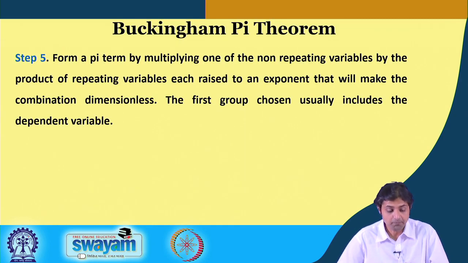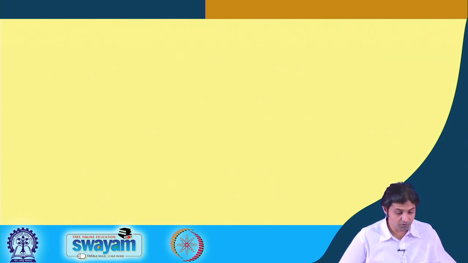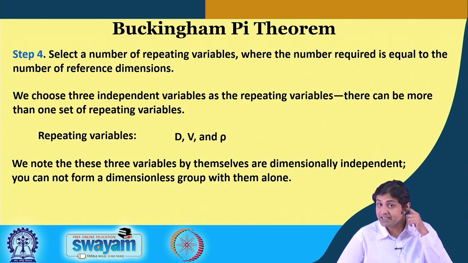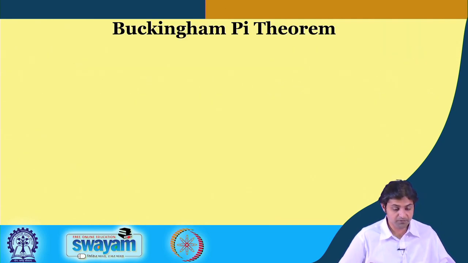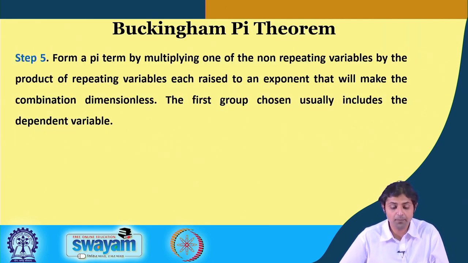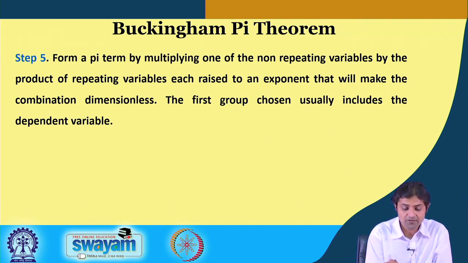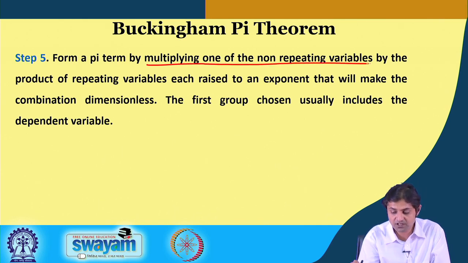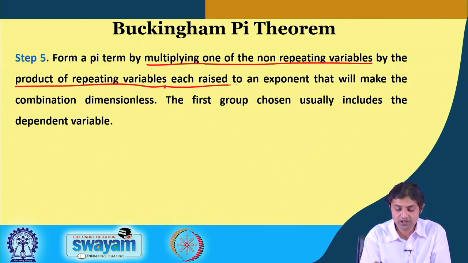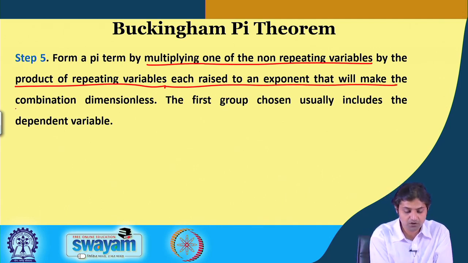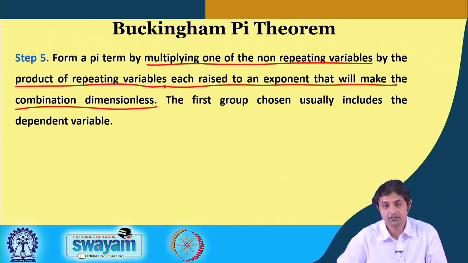So, now step 5. Step 4 was that we have to select the number of repeating variables. We have chosen that. Now, step 5 is we have to form a pi term. Now, how is that formed? We have to form a pi term by multiplying one of the non-repeating variables by the product of the repeating variables, each raised to an exponent that will make the combination dimensionless.